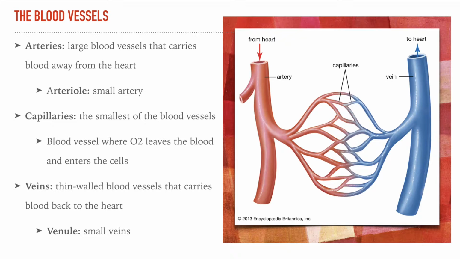The next component of the cardiovascular system is the blood vessels. We have three types of blood vessels, which are the arteries, capillaries, and veins. The arteries are the large blood vessels that carry blood away from the heart to other body organs. Tiny arteries are called arterioles. The capillaries are the smallest type of blood vessels, and this is where oxygen leaves the blood and enters the cell. And lastly, veins are thin-walled blood vessels that carry blood back to the heart, and tiny veins are called venules.